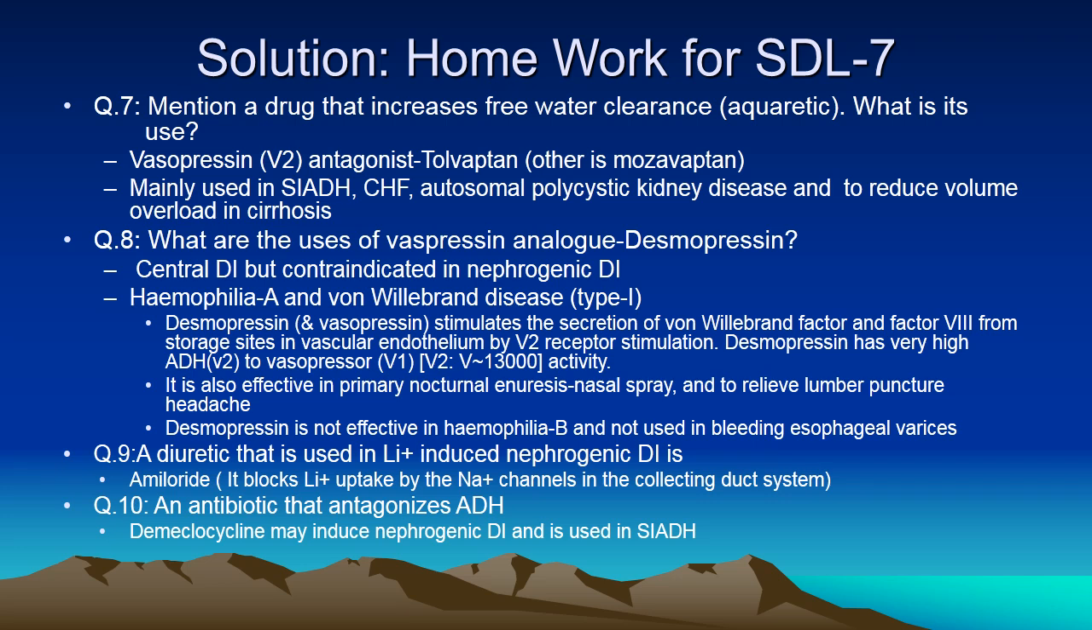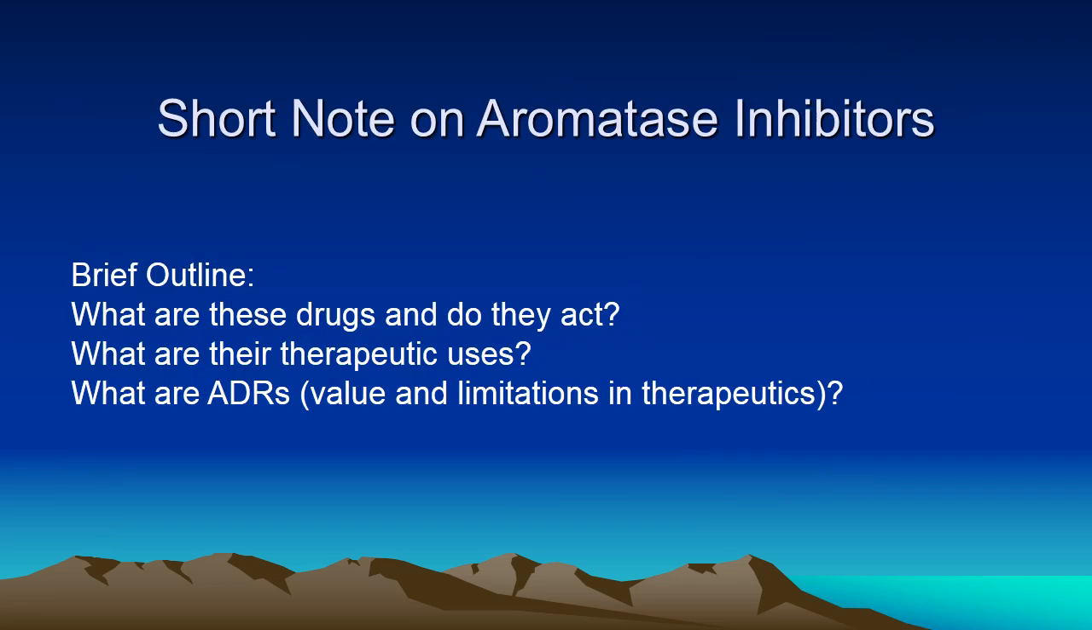Question 9 is a diuretic that is used in lithium-induced nephrogenic diabetes. Here we use amiloride, which is a potassium-sparing diuretic, and it inhibits the lithium uptake by sodium channels in the collecting duct system. Therefore, lithium excretion increases. And question 10 is an antibiotic that antagonizes ADH. Demeclocycline is an older tetracycline that may induce nephrogenic diabetes and is useful in water intoxication. We begin with the problem now.